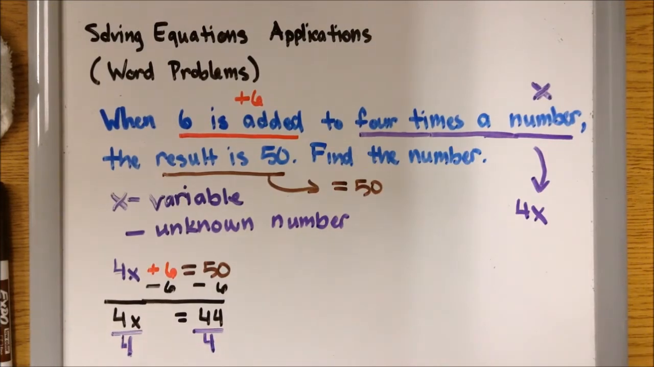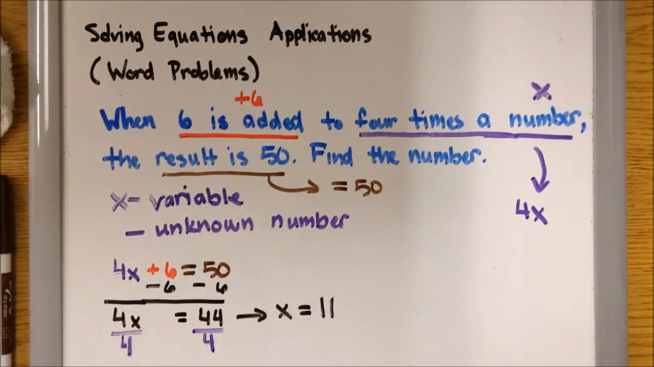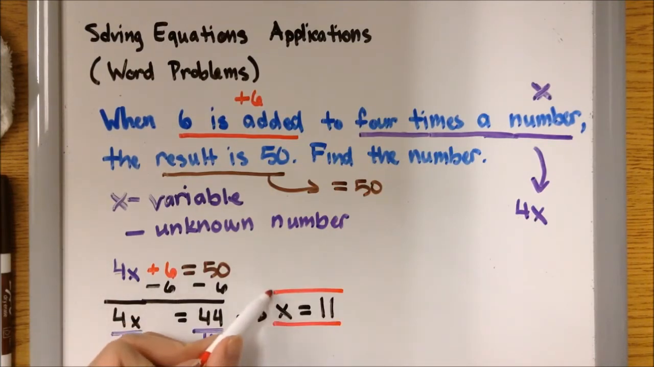On my left, 4x divided by 4, and 4 divided by 4 is just 1, so I am left with x on the left side, equal to 44 divided by 4, which is 11. So 11 is the unknown number, and that is our final answer for this word problem.